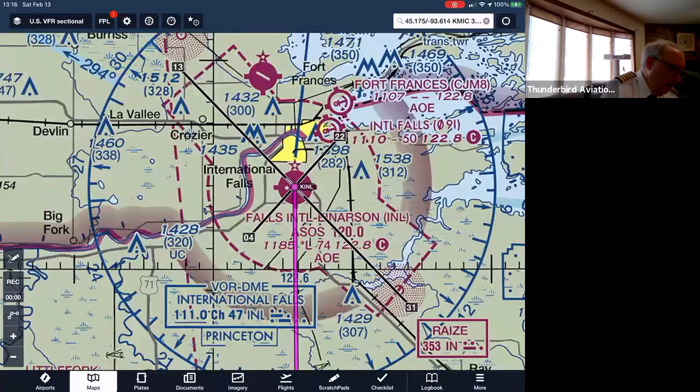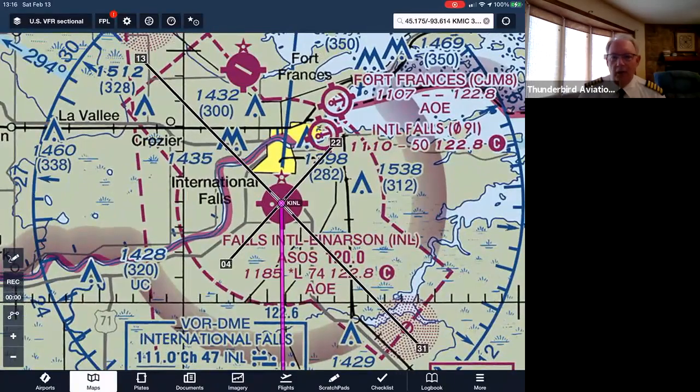So now, here we are trying to get into International Falls. And now we have one more symbol. Now we have the magenta dashed line around the International Falls Airport. The blue one was Class D airspace at Crystal. Now we got a magenta dashed line. What kind of airspace is this? This is Class E airspace all the way down to the Earth.